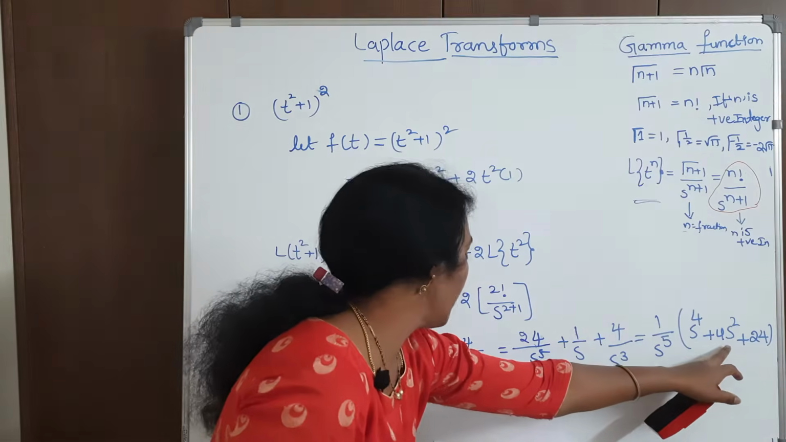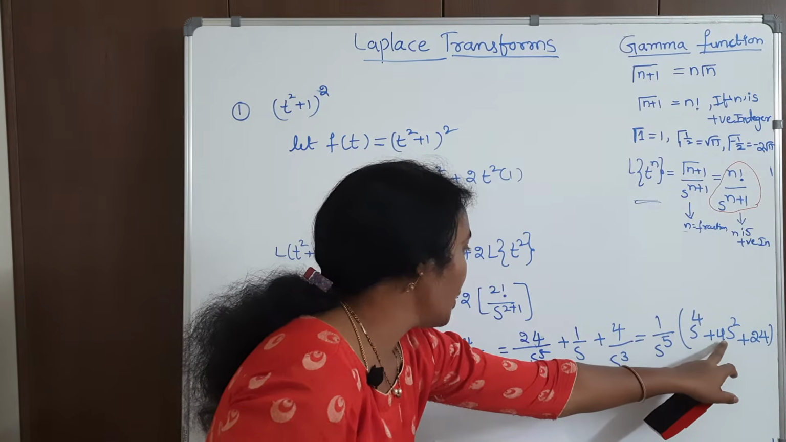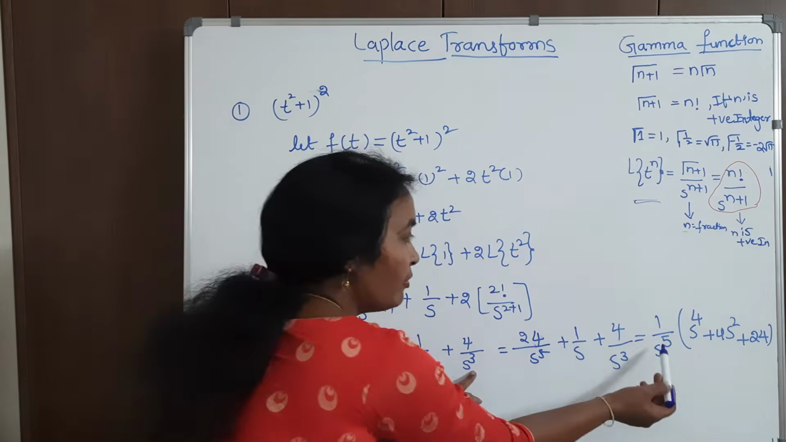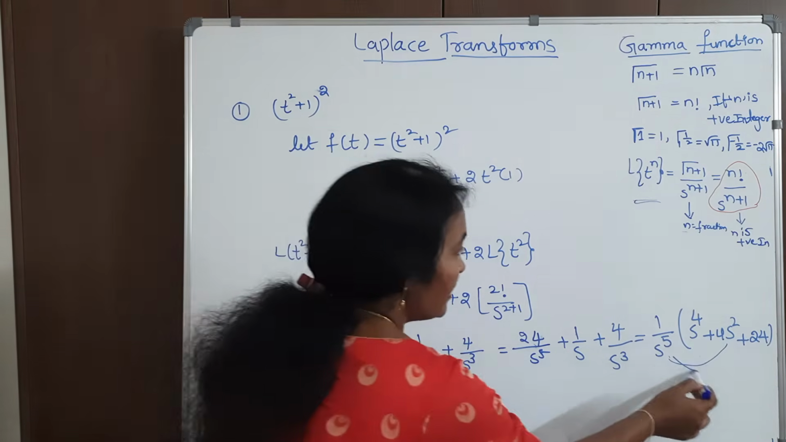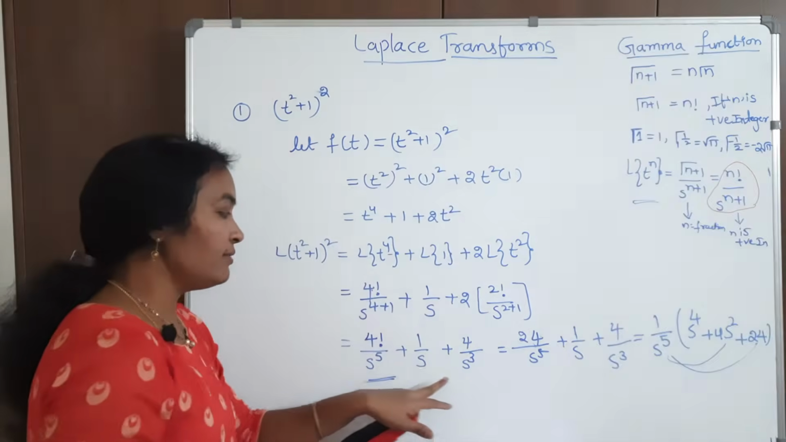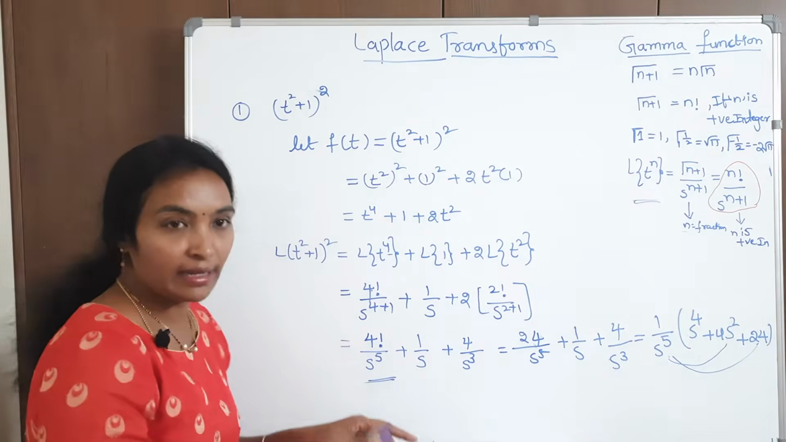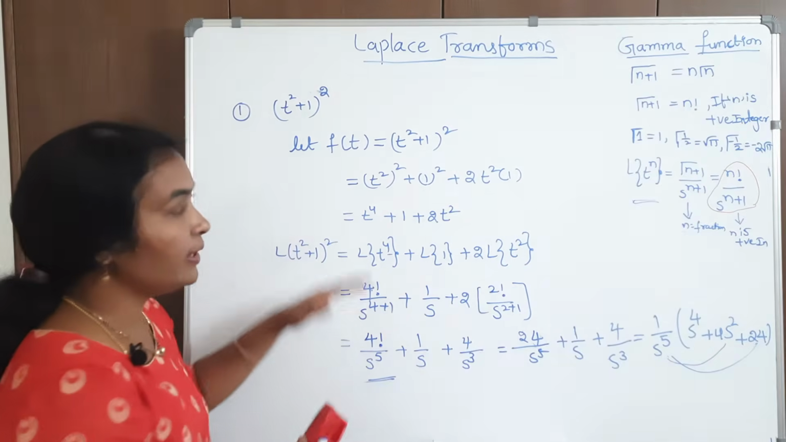Next 4s square. This is what? 4 by s cube. If you multiply this into this, you will get 4 by s cube. Then multiply this into this, you will get, what's the value? 24 by s power 5. Is it clear? Done. Okay.